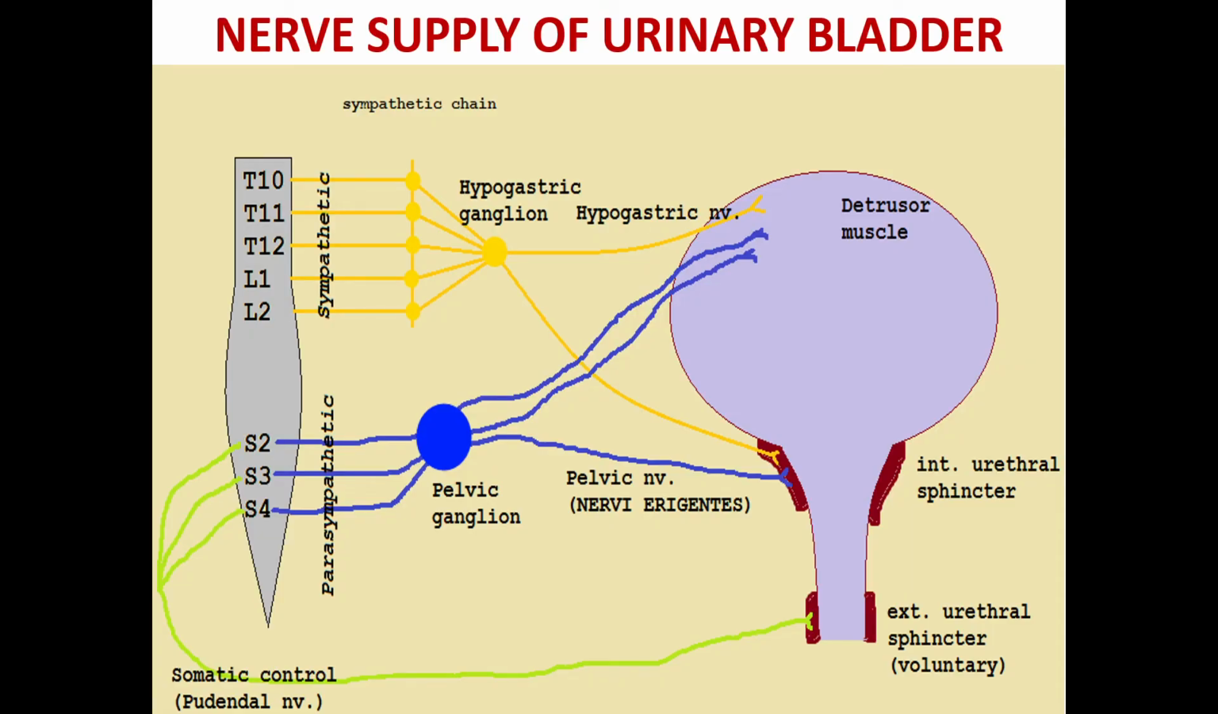Now, the nerve supply of the urinary bladder. It is quite a complex nerve supply. You will see that the urinary bladder is supplied by three types of nerves: the sympathetic nerves, the parasympathetic nerves, and the somatic nerves. The sympathetic nerves originate from T10, T11, T12, L1, and L2, and they move into the hypogastric ganglion. From here the hypogastric nerve arises, and they ultimately supply two areas. First, the detrusor muscles, which are the smooth muscles present within the wall of the bladder.